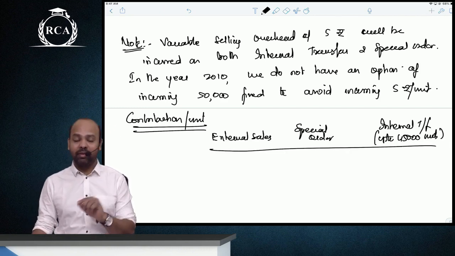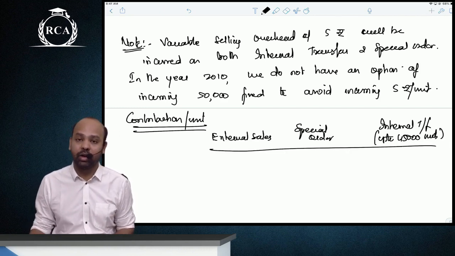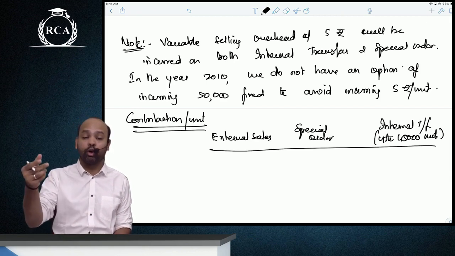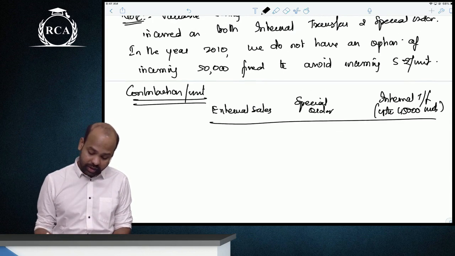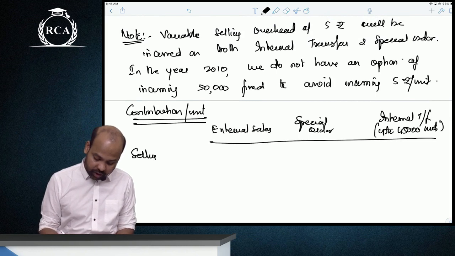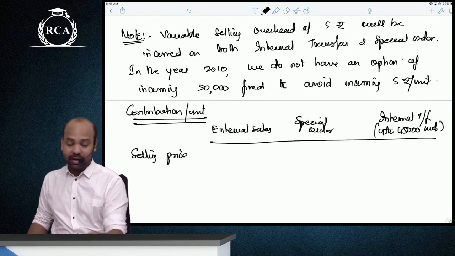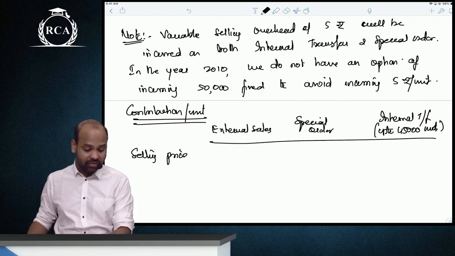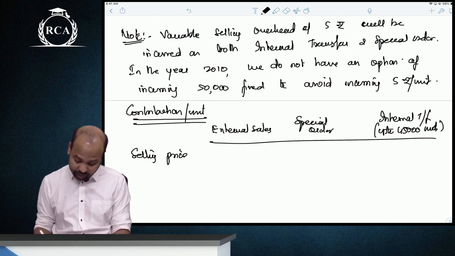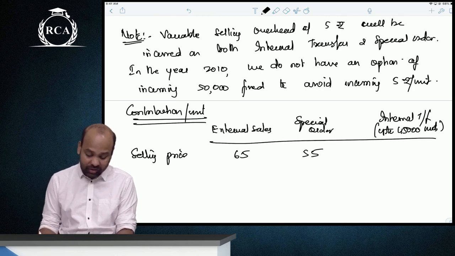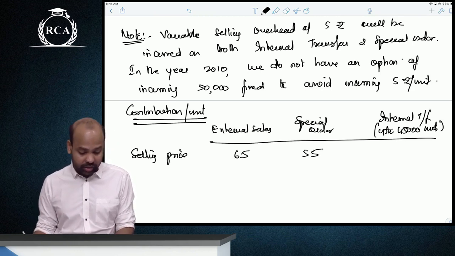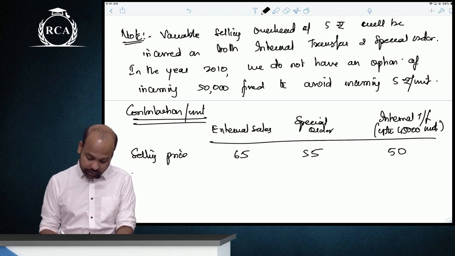When will I segregate, beta, less than 45,000 units and exactly 45,000 units? Only if the decision was from the viewpoint of division A alone. Look at the selling prices, guys. The selling price in the year 2010, beta, is 65 rupees for external sales, 55 for the special order. Internal transfers, beta, we all know it is 50 rupees per unit.